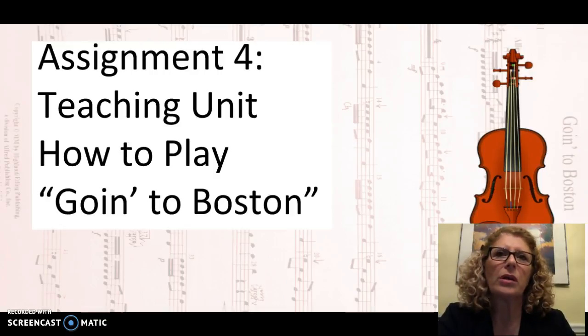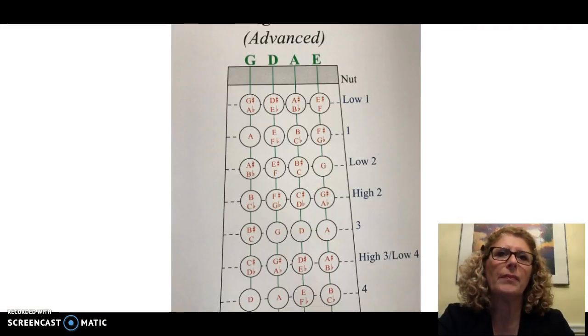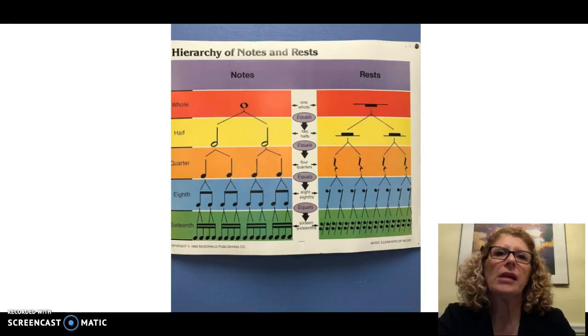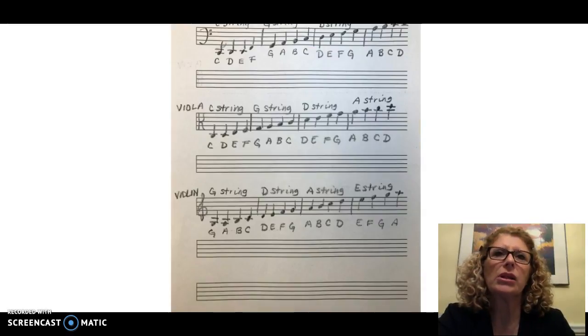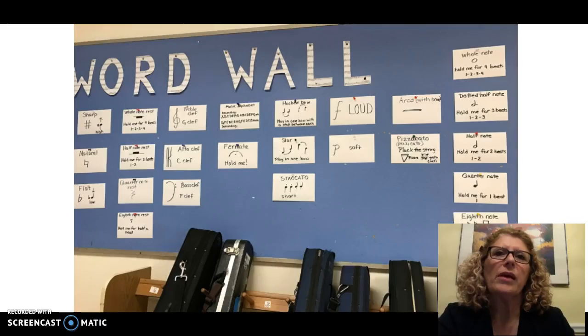We have a graphic organizer of a fingering chart for each instrument hanging on the wall. There were rhythm pyramids so that students can visualize the rhythms. And there are charts with the notes of a scale in each clef. It's different for each instrument. We also have a word wall where all of the terms that are used and all of the articulations that are in a piece are on the wall so students can check them out.